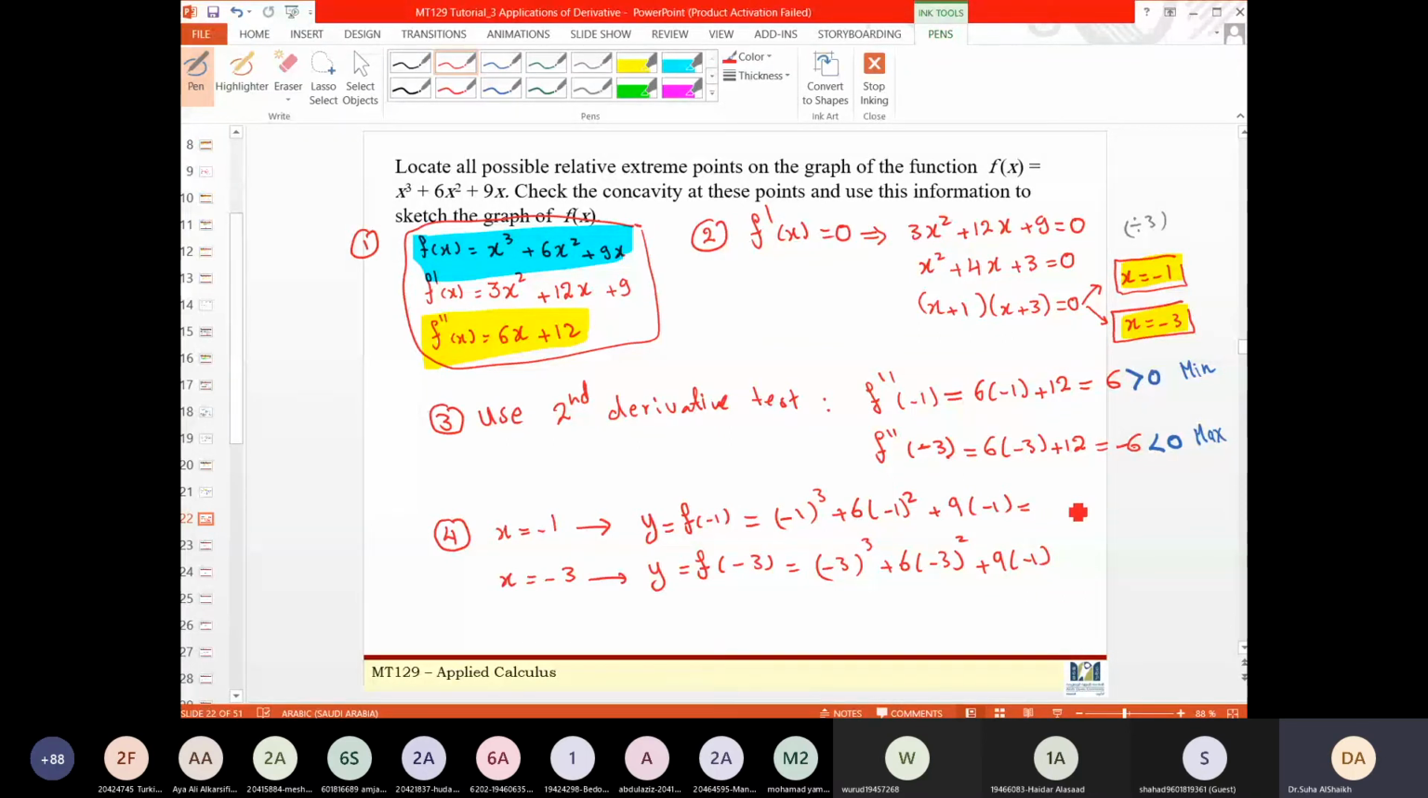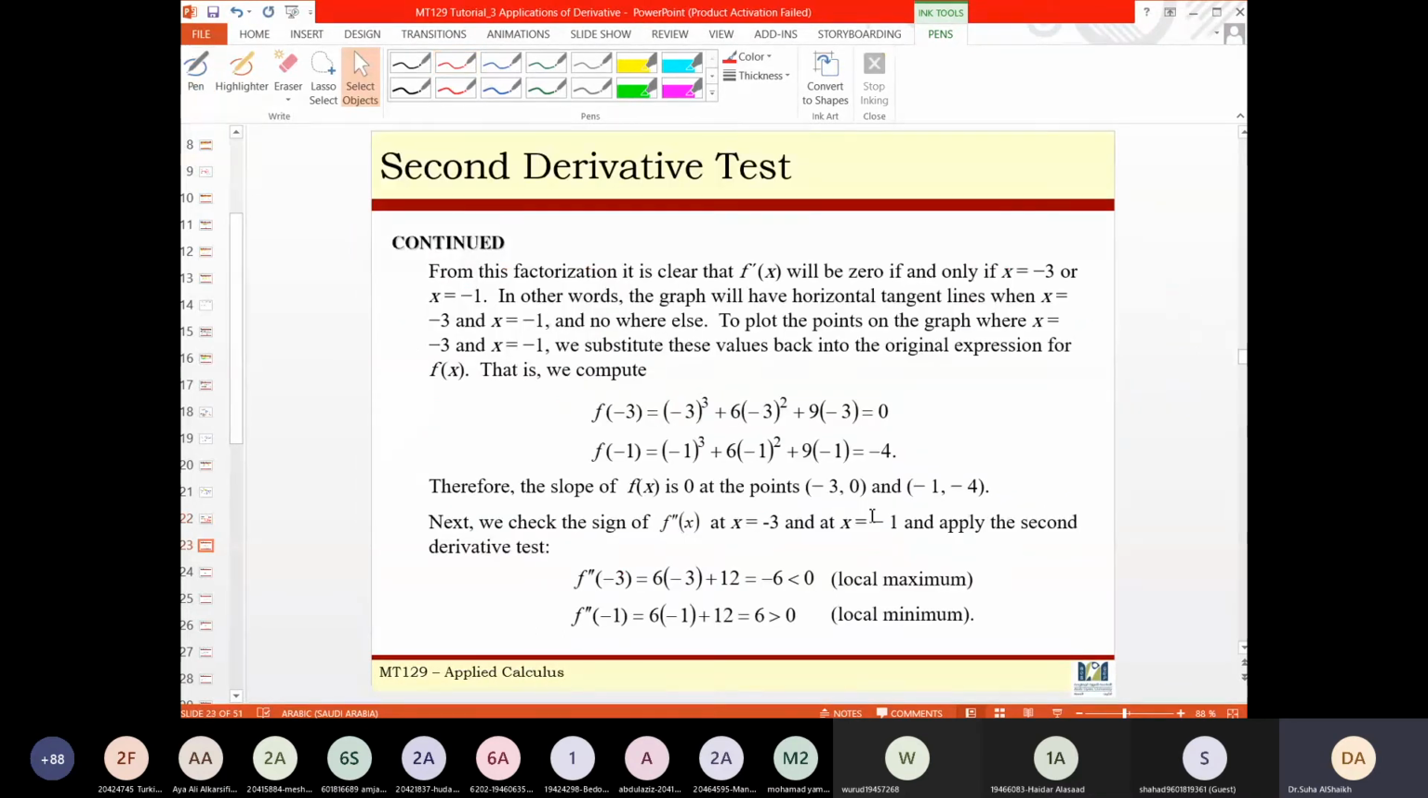What's the answer? Mariam, are you sure this one is minus 4? What about here? I doubt it. Are you sure? Let me see. It's minus 4, yeah. And this one is a 0. Yeah, and this one is a 0.